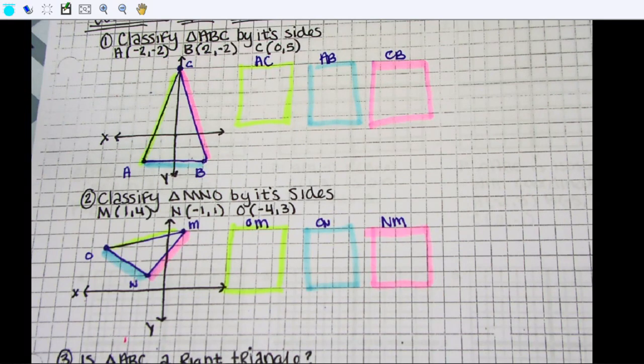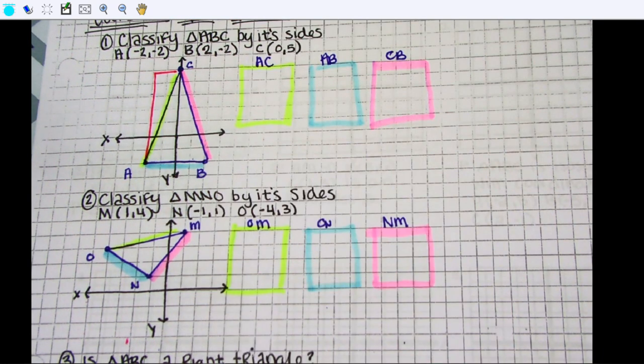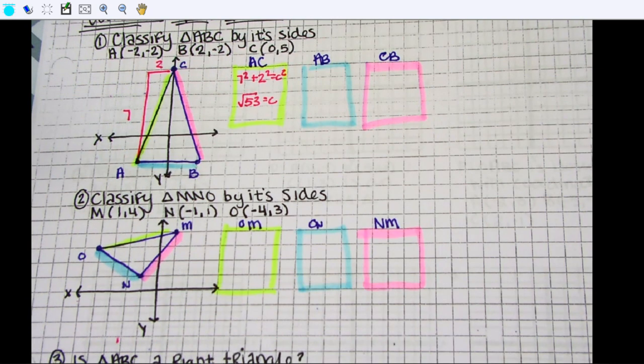All right. So on this one, what did you find for the side length of AC? 53. You got 53? So when you drew your triangle, how many up did you go? 7. And then 2, so you should have done your 7 squared plus 2 squared equals C squared, and you are correct. You should get the square root of 53. So I just skipped some steps. I just went ahead and put 7 squared plus 2 squared, and then I went ahead and square rooted it. So square root of 53.